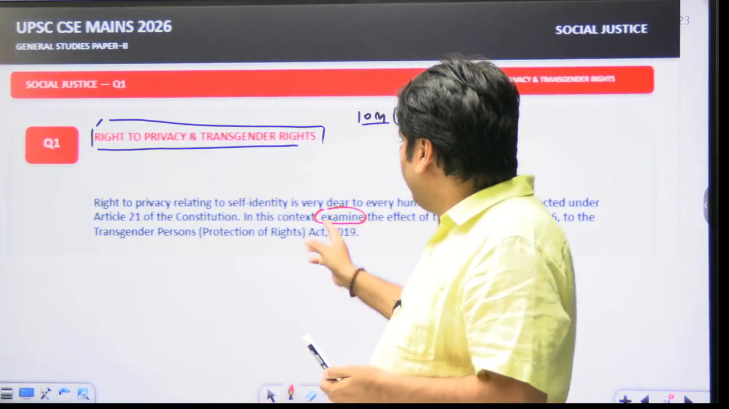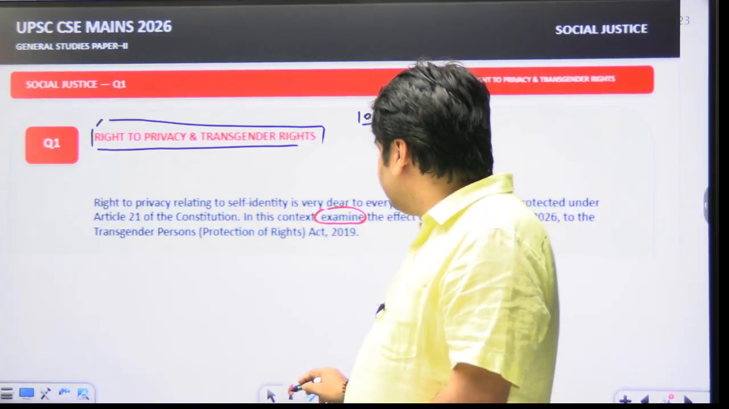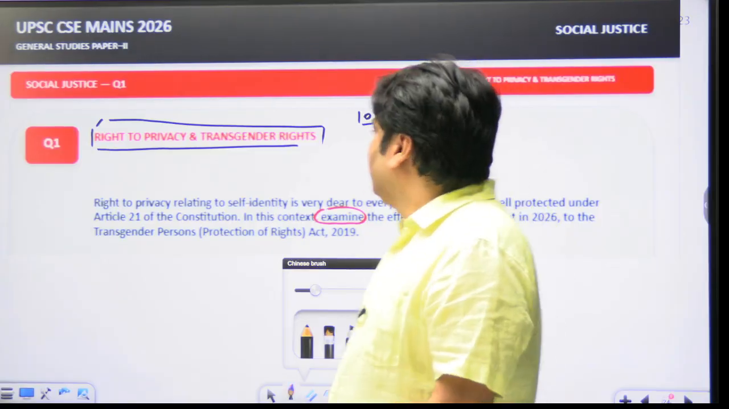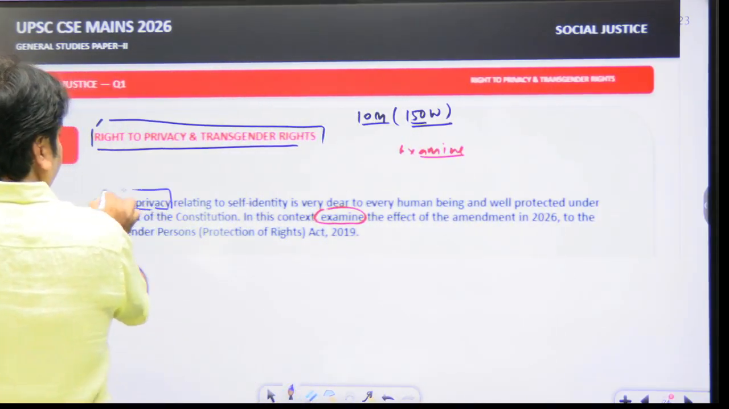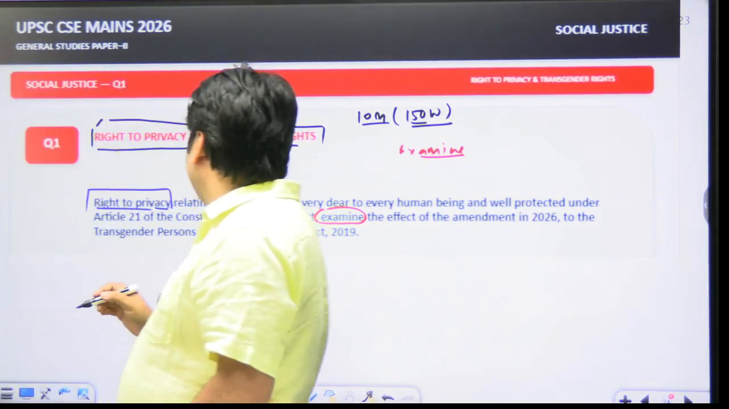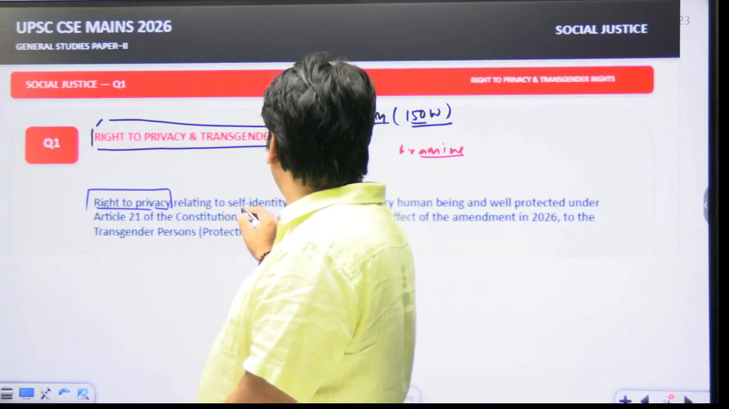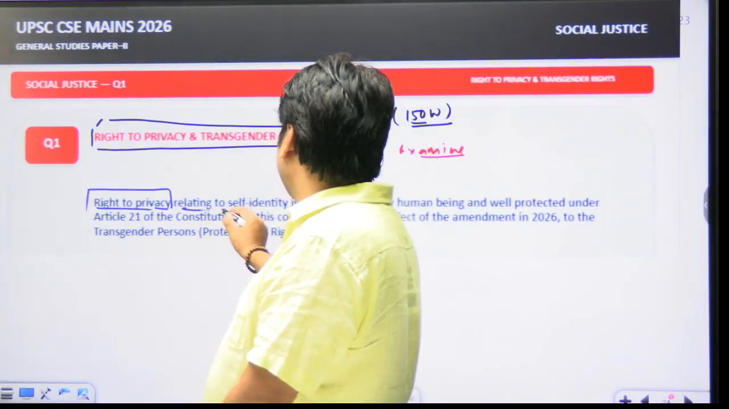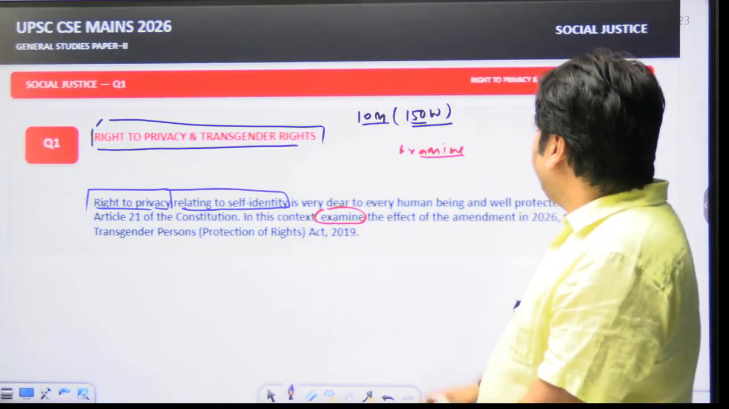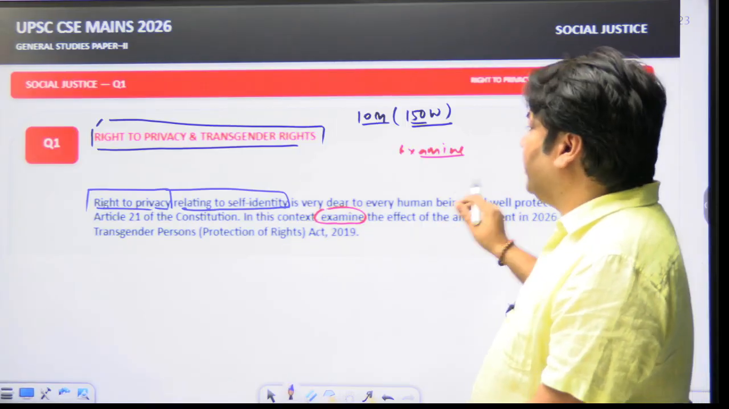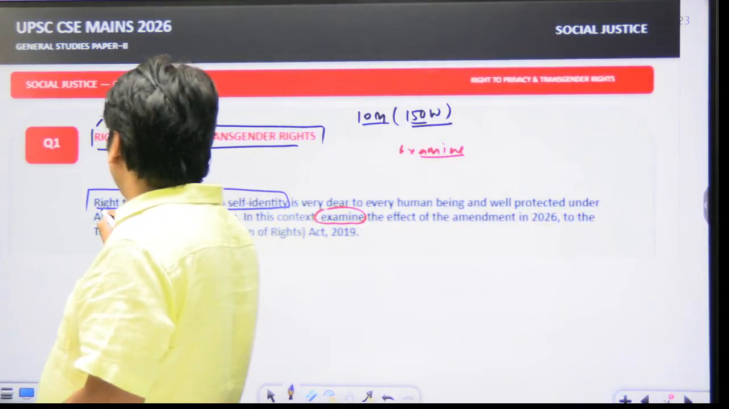Now, when you highlight the other keywords in this question, you will find that one keyword is right to privacy. You all are familiar with the right to privacy, and here it is saying that right to privacy related to self-identity is very dear to every human being and well protected under Article 21 of the Constitution.